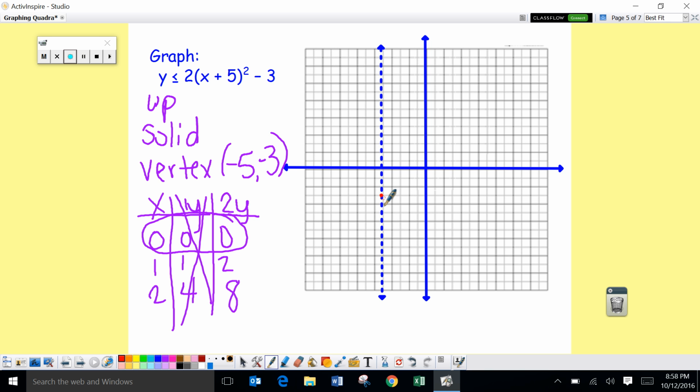Notice I've put our axis of symmetry in already. Then what we will do is use our parent function table and go over 1 and up 2, and we're going to reflect that to the other side. And then we're going to go over 2 and up 8, and we'll reflect that to the other side. Then we're going to draw in our parabola. This time we're using a solid line.